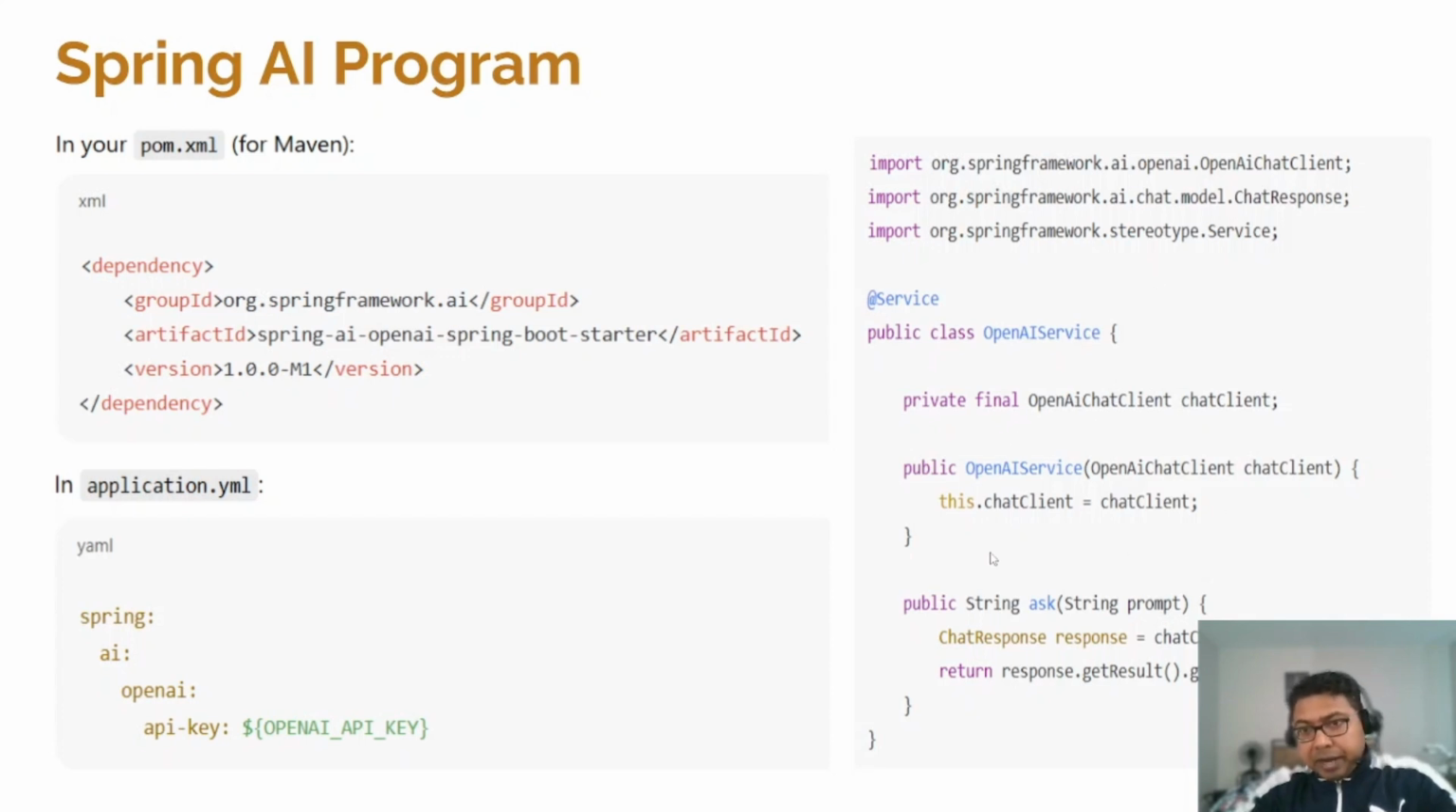So now we have created a chat client, and in this method we are passing a prompt programmatically. It can be any question. Then it will call the chat client, and this chat client.call will call OpenAI and get a response back. The response comes in JSON format. Then we get the content out of that JSON and return it from this method.